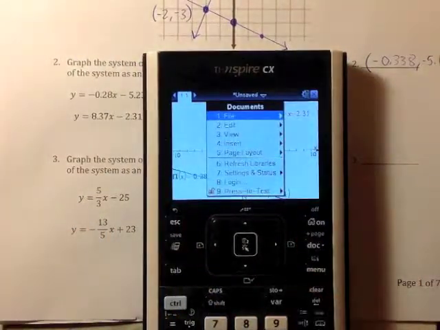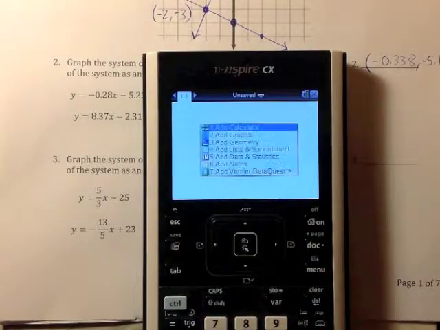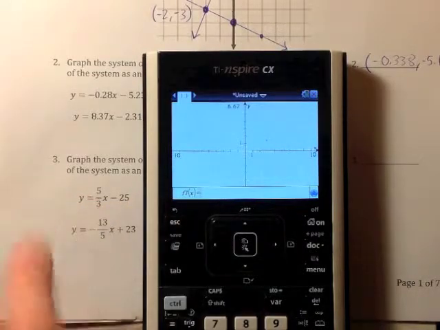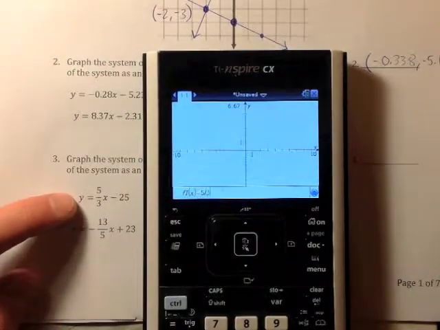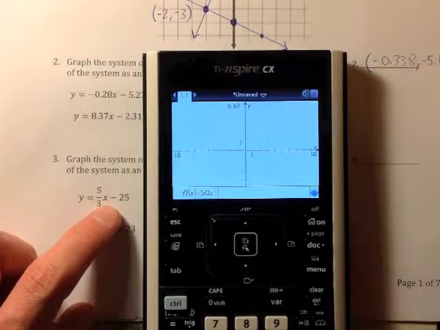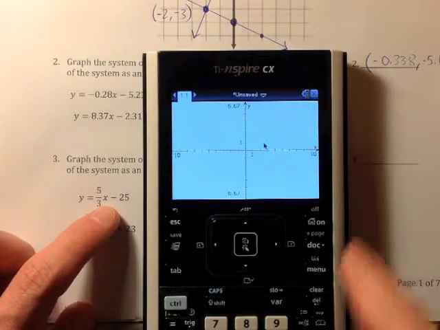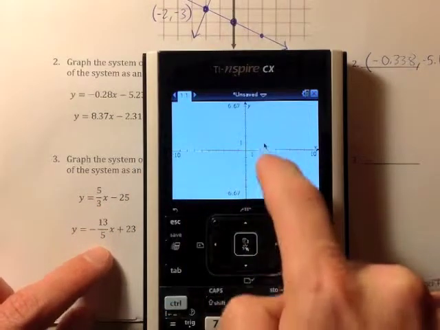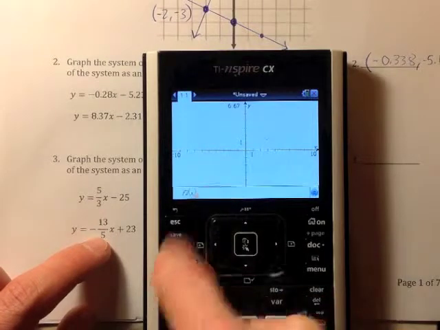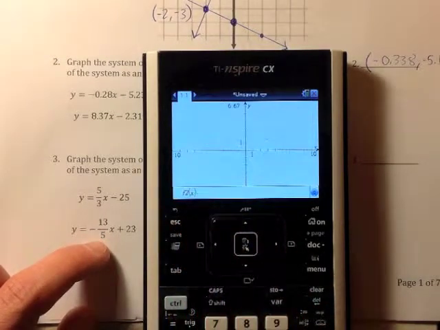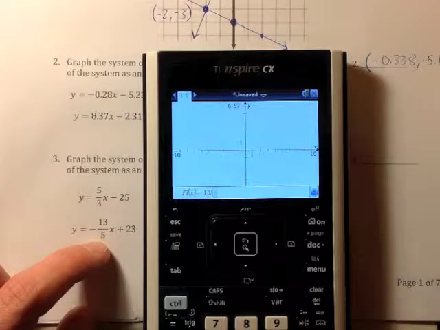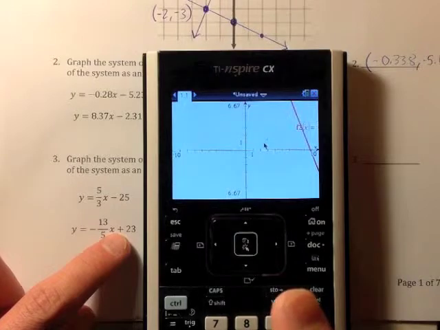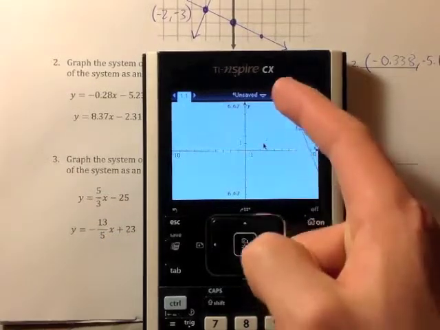So I'm going to go to File, New. No, don't save. Add another graph. So the first equation is 5/3 times x minus 25. Uh-oh. The graph doesn't show. Interesting. Curious. Let's go ahead and try to graph the second one. So press tab. So y equals -13 divided by 5 times x plus 23. So we get a little bit of the second line.